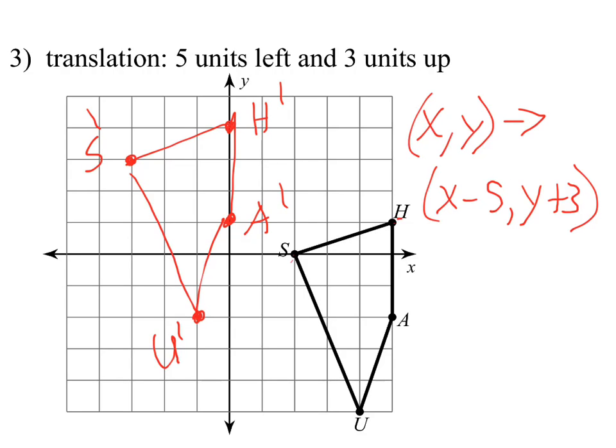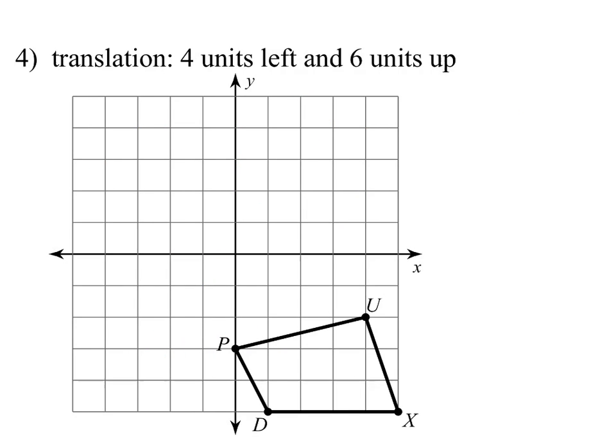Just like that. And we're supposed to put all the coordinates on it. So U prime is at negative 1, negative 2. A prime is just at 0, 1. H prime is going to be at 0, 4. And then S prime is going to be at negative 3, 3. So there's that. Moving on to 4.